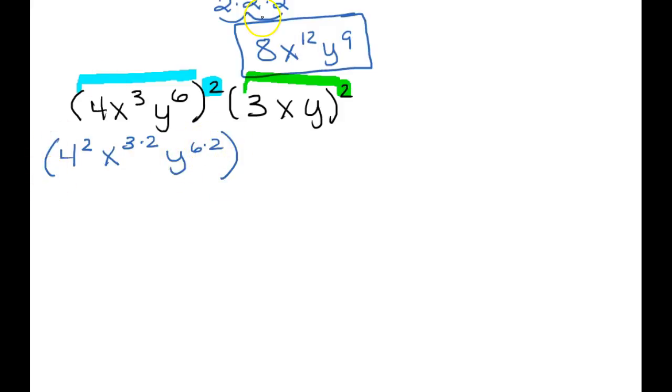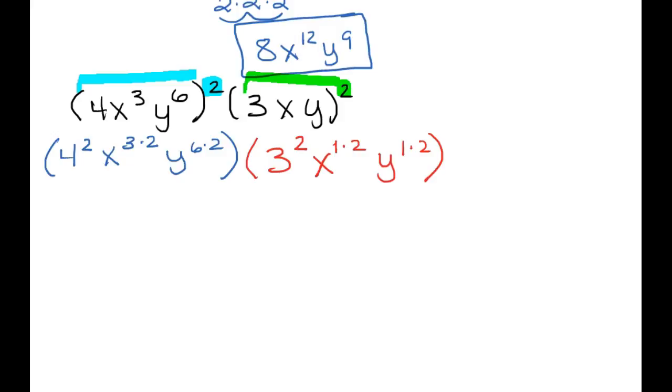So this is just my first parentheses. My second parentheses, I'm going to do the same thing. 3 squared, and then x. Remember there's that invisible number? Do you remember what that is? Good, it's 1. So 1 times 2, y, 1 times 2. And that's my other parentheses.